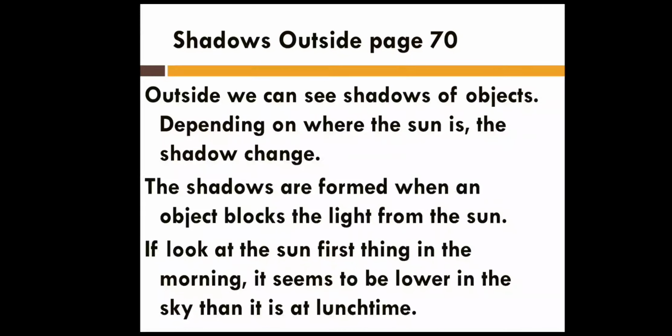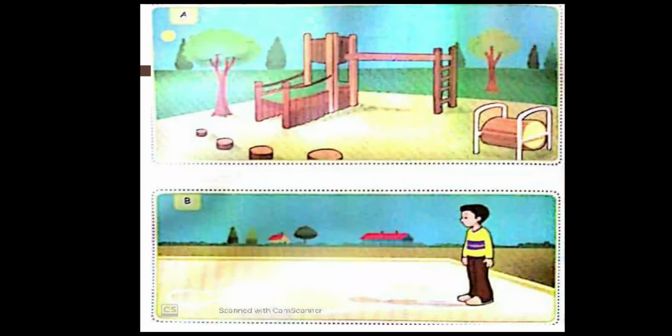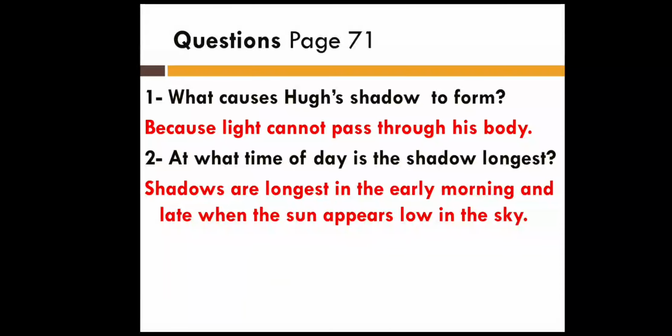Let's see picture A and B. As we talked before, many objects outside have shadows. As you can see here, a playground area. In picture B, there is a boy. Also, he sees his shadow.